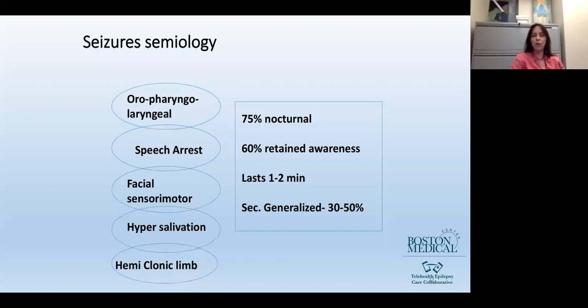75% of the seizures in Rolandic epilepsy are nocturnal, and usually the seizures that are nocturnal are more prolonged. Like I said before, in 60% of the time, the patient is aware during the seizure. They usually do not last more than 1 to 2 minutes.